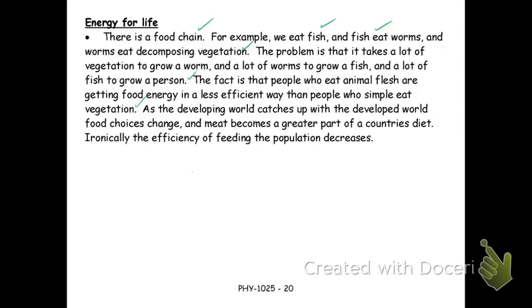As the developing world catches up with the developed world, food choices change. Meat becomes a greater part of the country's diet. And so, ironically, it's like you take countries which are, in terms of gross domestic product, poor, and as they economically develop, they move towards a less efficient way of sustaining themselves.